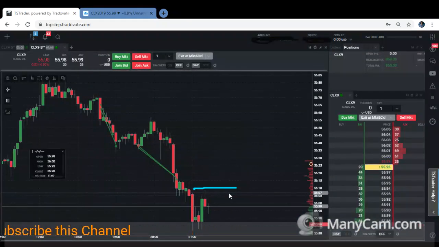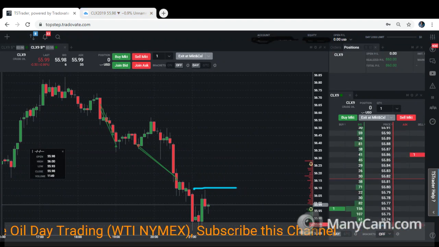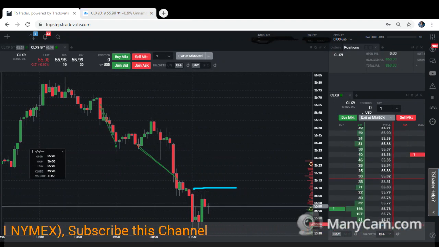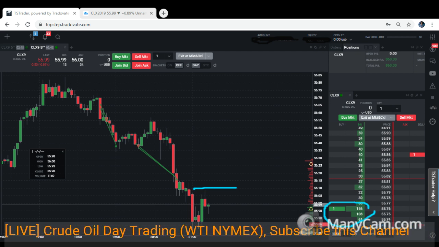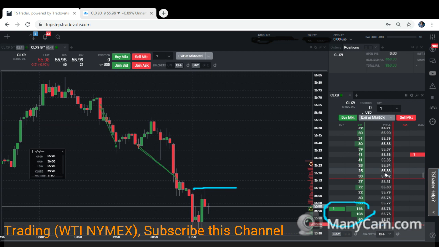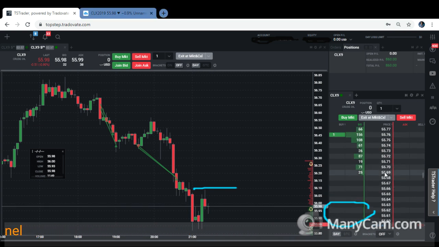Okay, let's go back to the chart. Let's take a look at the volume. Still, we can find a large volume waiting at this price level, which is where I will exit my position. 156 waiting at 55.76, 55.75, 108. So there could be some more high volume on the downside, which I believe it has.